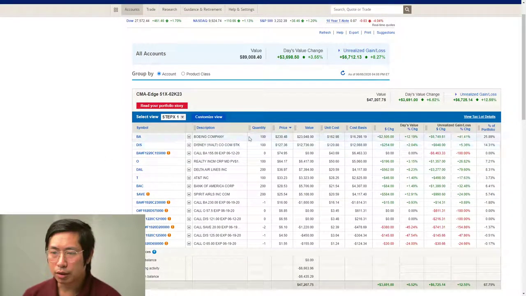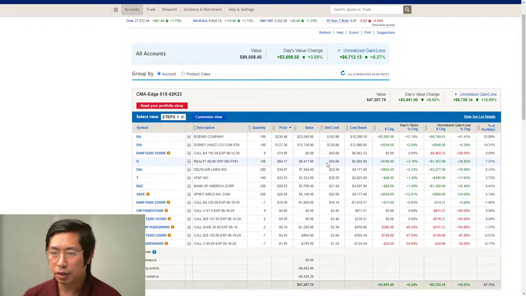So these are the holdings that are currently in my taxable account. There's 100 shares of Boeing, 100 shares of Disney, 100 shares of Realty Income, 200 shares of Delta Airlines, 100 shares of AT&T, 200 shares of Bank of America, and 200 shares of Spirit Airlines.